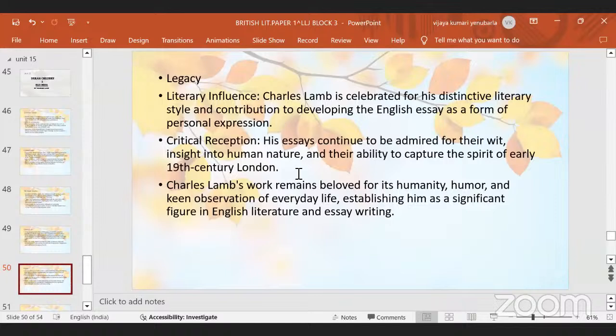Critical reception: his essays continue to be admired for their wit, insight into human nature, and their ability to capture the spirit of early 19th century London. So his critical essays are quite popular. Charles Lamb's work remains beloved for its humanity, humor, and keen observation of everyday life, establishing him as a significant figure in English literature and essay writing.